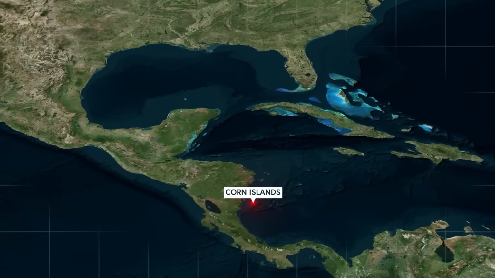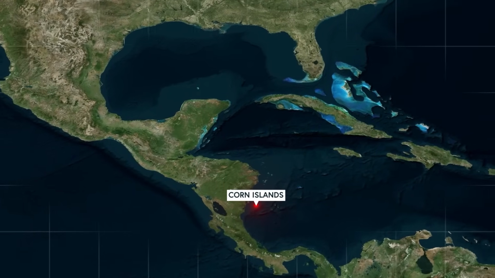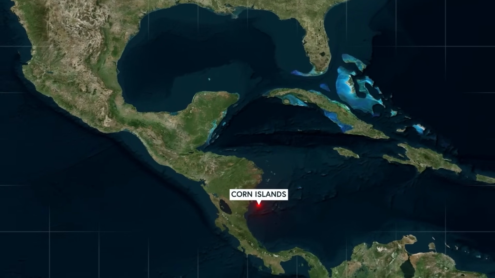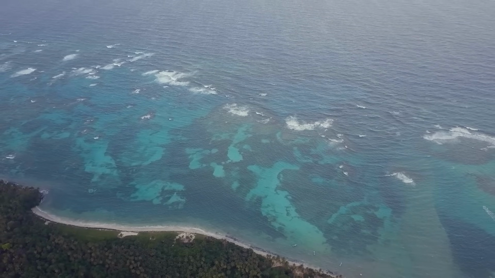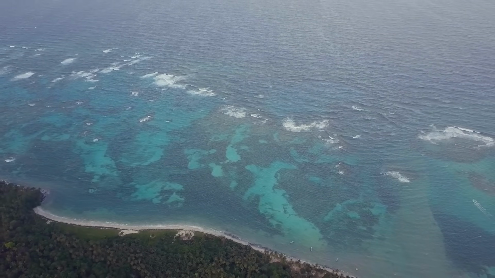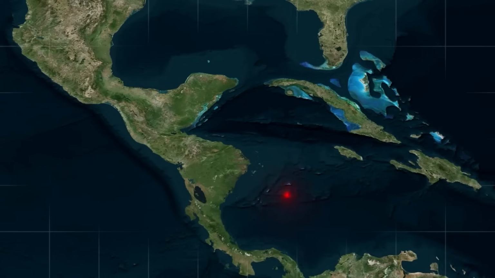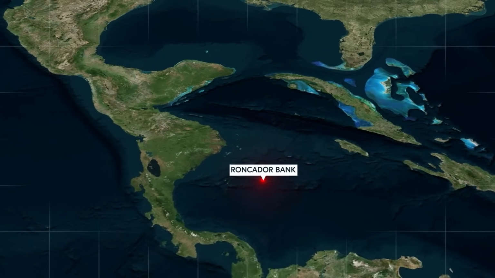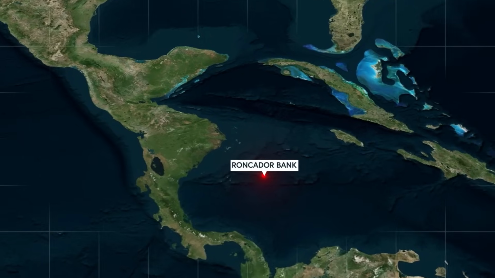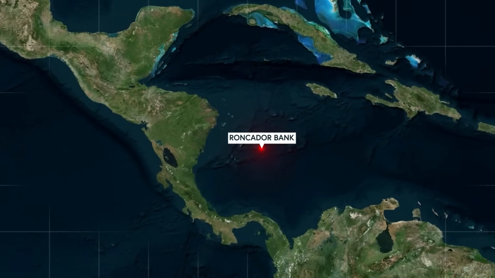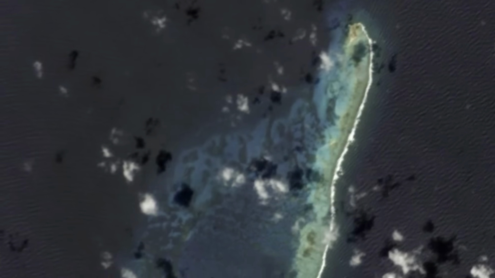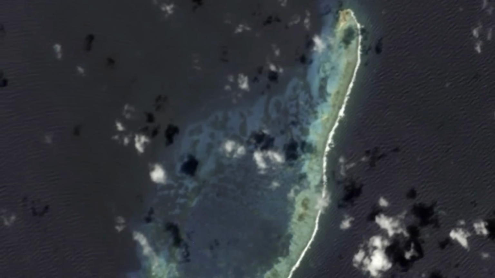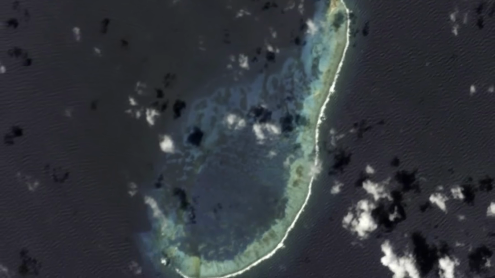The Corn Islands, as you can see here, make up another former U.S. territory that the country leased from Nicaragua in 1914 and ceded back to Nicaragua in 1970. Roncador Bank is another of the U.S.'s former territories. It is uninhabited and was claimed by the U.S. way back in 1856, but eventually was surrendered over 100 years later to Colombia in 1981.